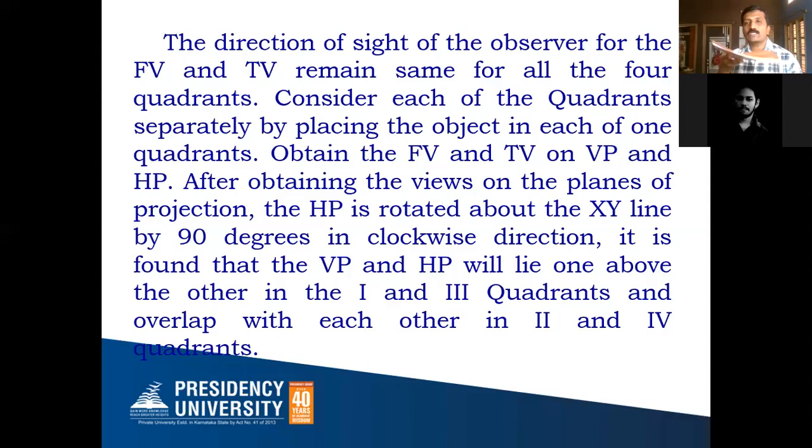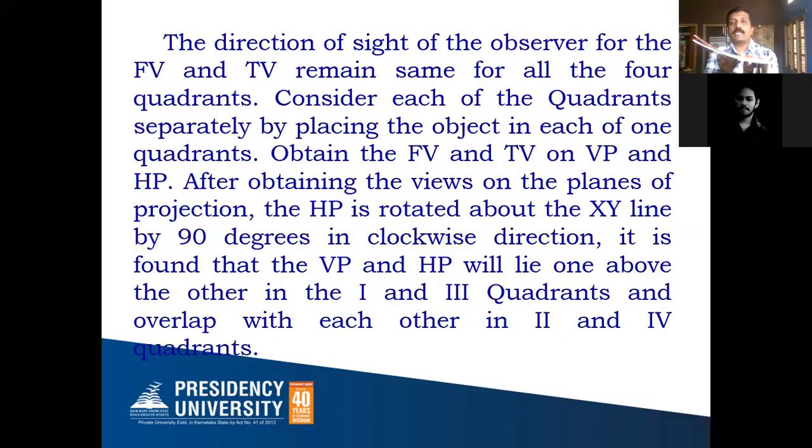And coming to the last quadrant, this is my fourth quadrant. Okay, still the observer stands here only. It is a transparent one. So the position of the object is below HP and in front of VP. The object is here. The top view you are going to get here and the front view you are going to get here.